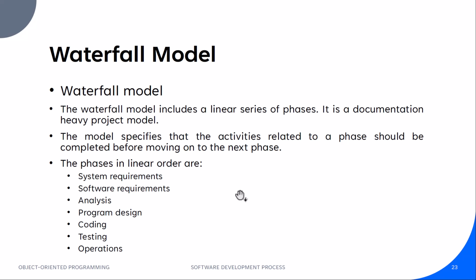Now, the model specifies that the activities related to a phase should be completed before moving on to the next phase. That's why it's a linear model. And the phases in the linear order are system requirements, software requirements, analysis, program design, coding, testing, and operations.